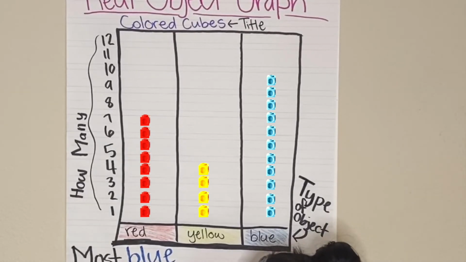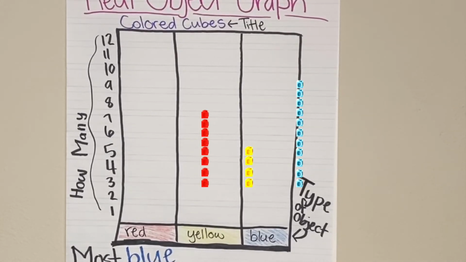And then the last question is how many more red than yellow? So to solve this, you would have to do a subtraction problem. You would do 7 minus 4, and that should be 3.